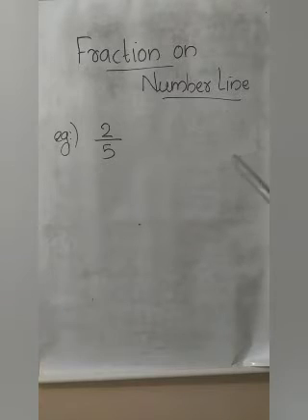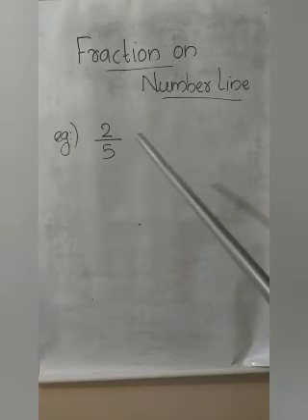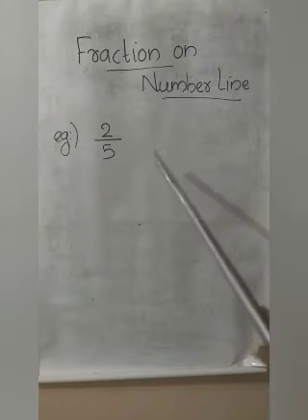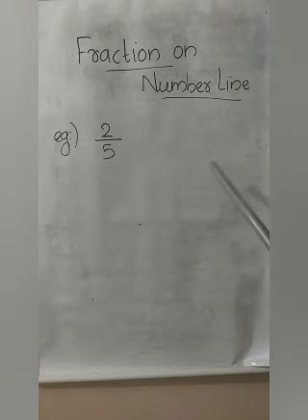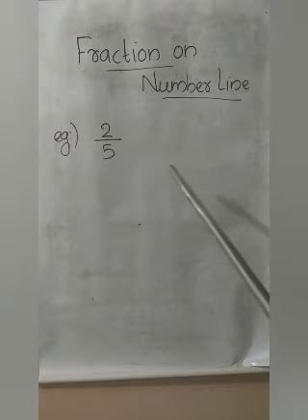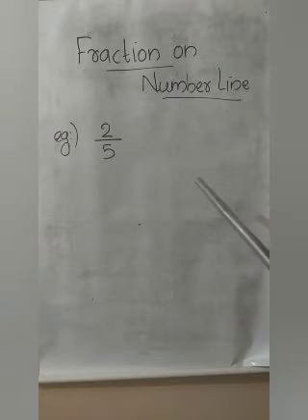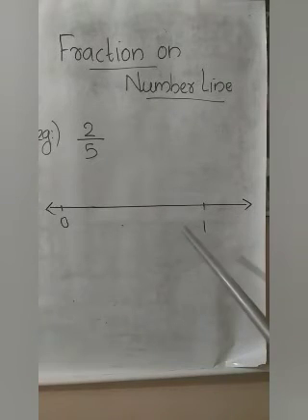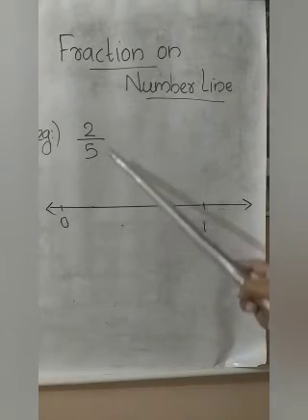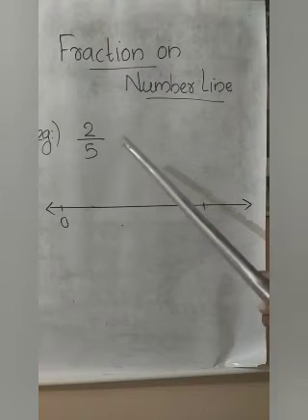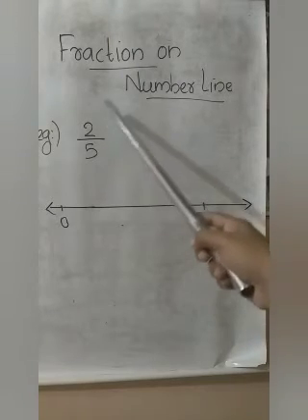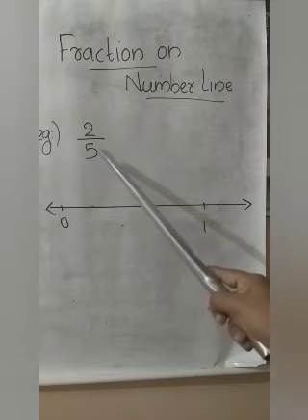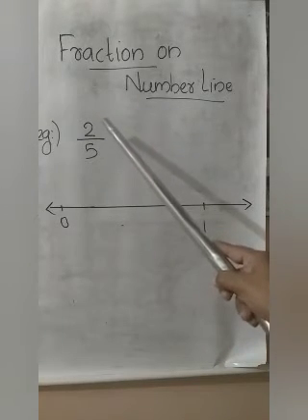You know what a number line is, isn't it? So here, first example, 2 by 5. I want to mark 2 by 5 on a number line. For that, we are taking the distance 0 to 1. In order to mark 2 by 5 on the number line, first consider the fraction 2 by 5. You know what a fraction is, isn't it? This 2 by 5 means what? Out of the whole 5, how much part are we considering? 2 parts only, isn't it?